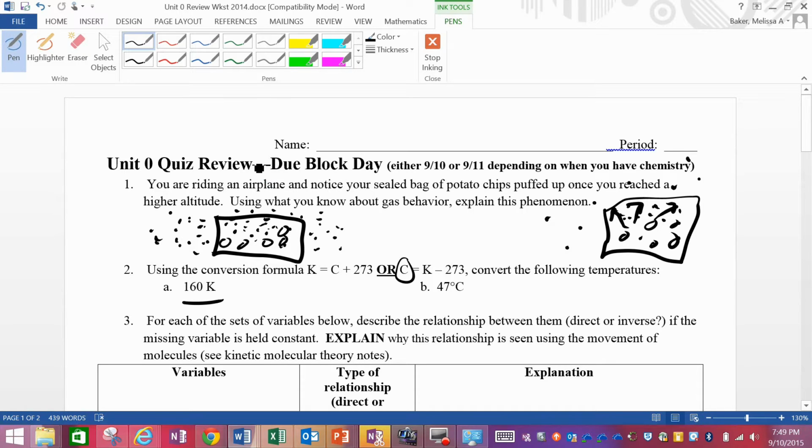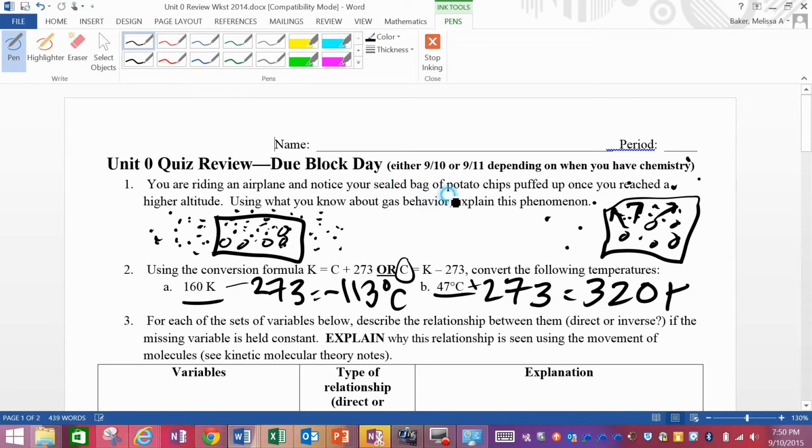Number 2. If you're converting from Kelvin into Celsius, then you want to use the formula that solves for Celsius. So we want to do K, which is 160, minus 273. That comes out to be minus 113 degrees Celsius. If you've got Celsius and you want to get it into Kelvin, add 273 using the other formula. You do not have to memorize those formulas, they'll be given to you.